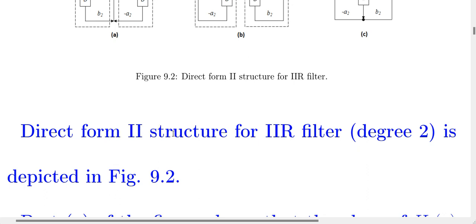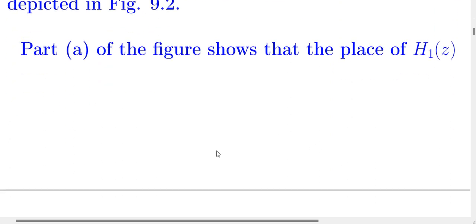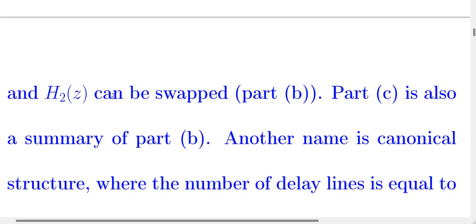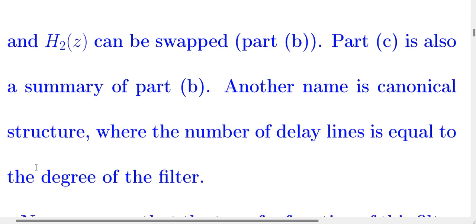Direct form 2 structure for IIR filter, of course for degree 2, is depicted in figure 9.2 as shown. Part A of the figure shows that the place of H1(z) and H2(z) can be swapped to reach part B. Part C is also a summary of part B. Another name is canonical structure.